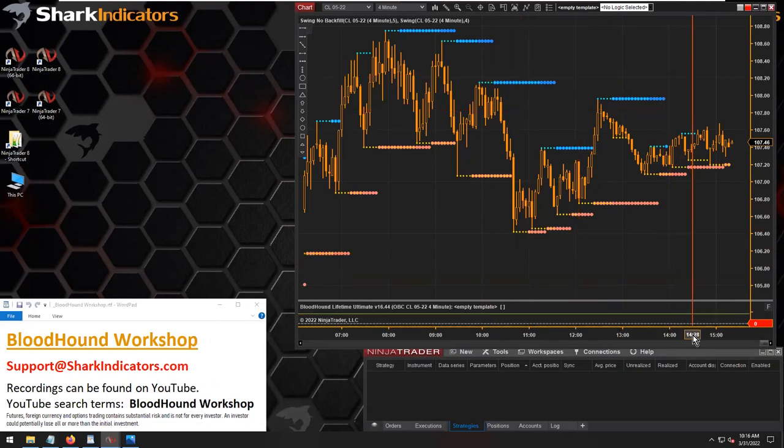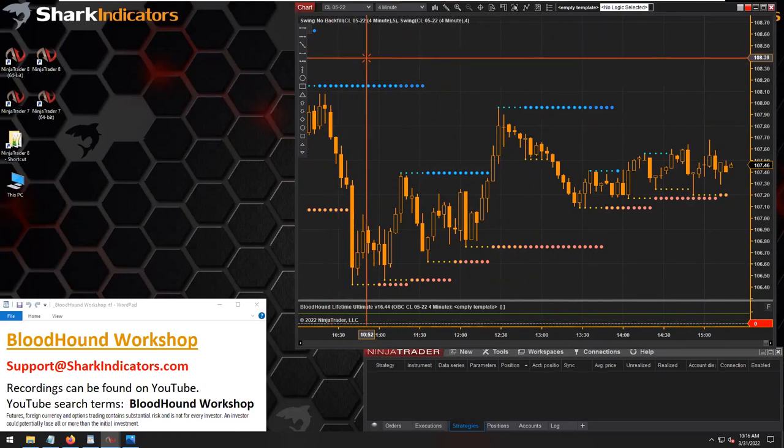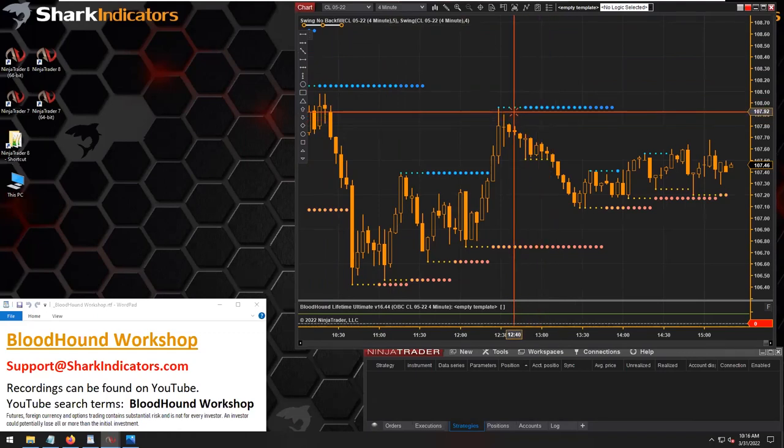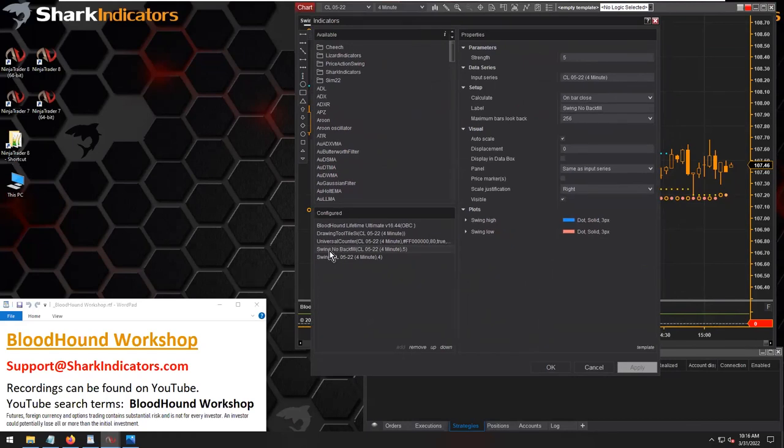Let me stretch this out a little bit. You'll notice there are two indicators on my chart. I have the swing indicator, which is Ninja's swing indicator, and I also have a swing no backfill indicator. You're seeing both on the chart. The small dots are Ninja's swing indicator, and the larger dots are the swing no backfill indicator. Let me open up my indicator list. We have the swing no backfill and the regular swing indicator. Both swing indicators should have a strength of 4. There we go, corrected that.